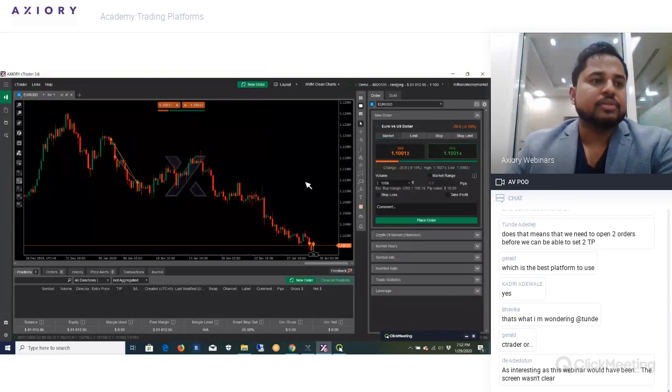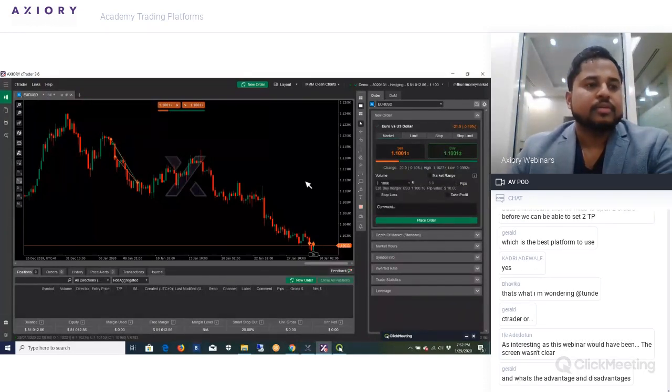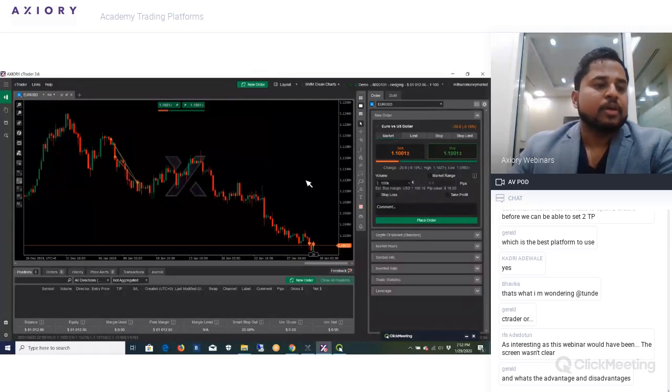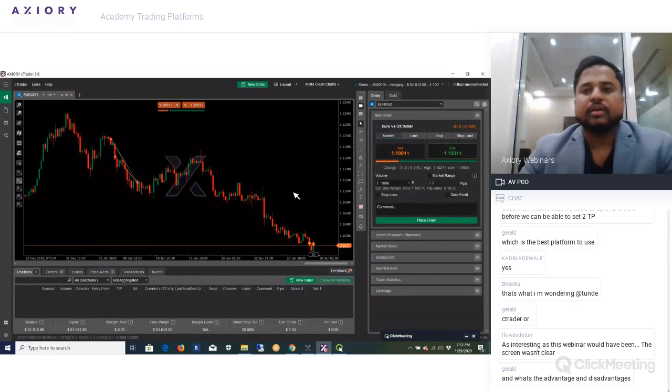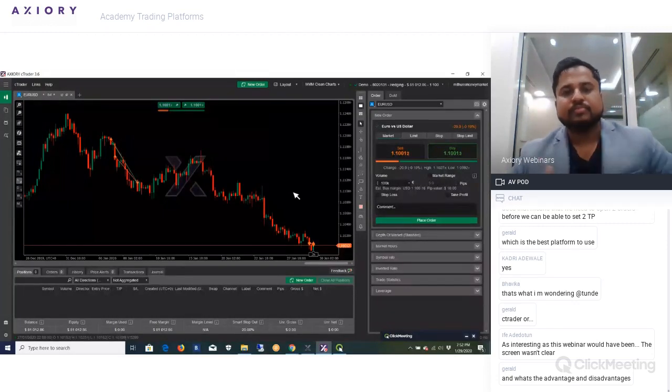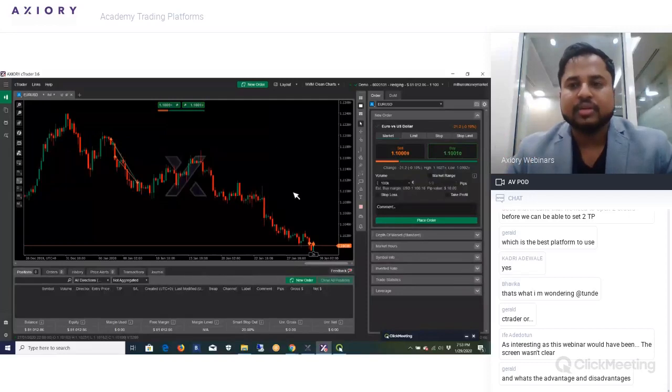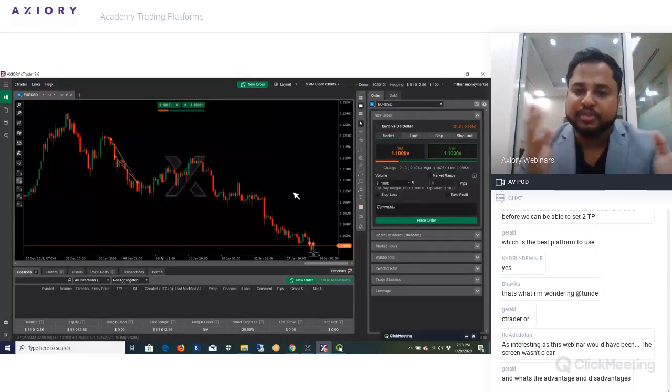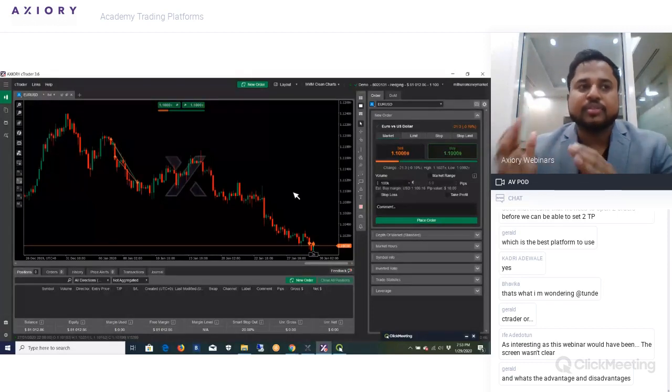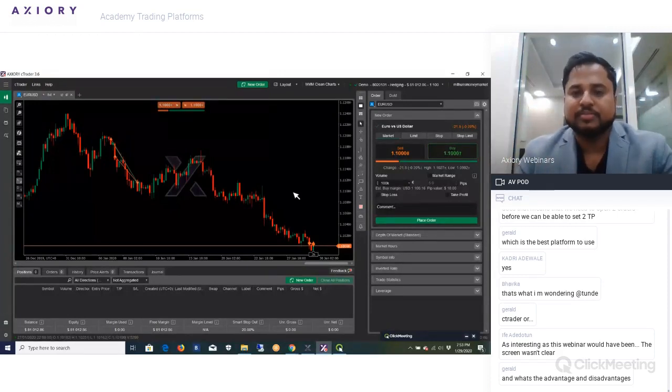So guys, any doubts? What are the advantages and disadvantages? Actually, there are no disadvantages. It is like a new, very advanced software, but it all depends upon your comfort. I advise you to download both platforms, MT4 and cTrader, and try playing on both, and see for yourself which is more comfortable.